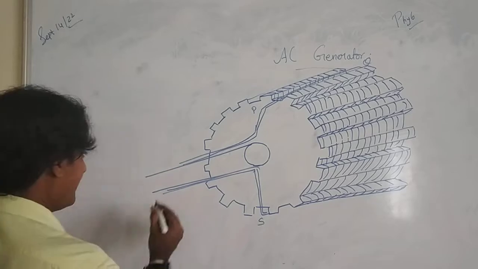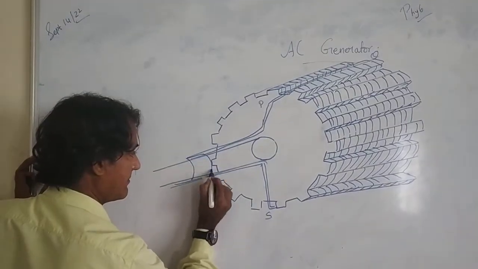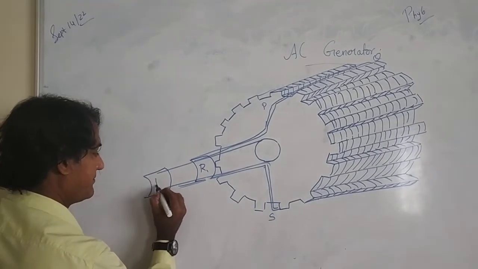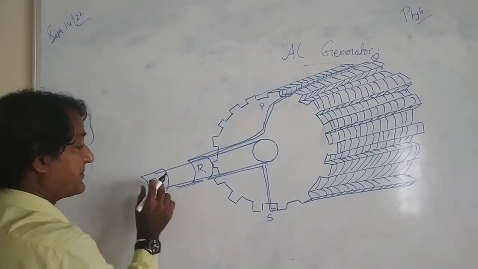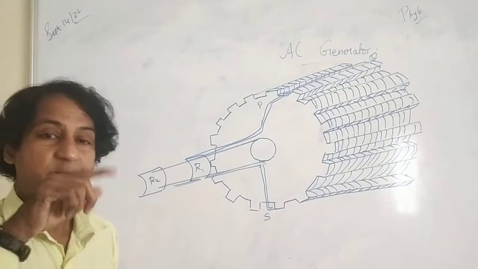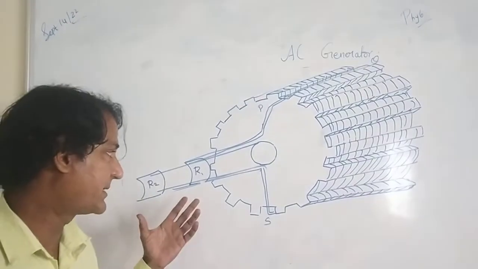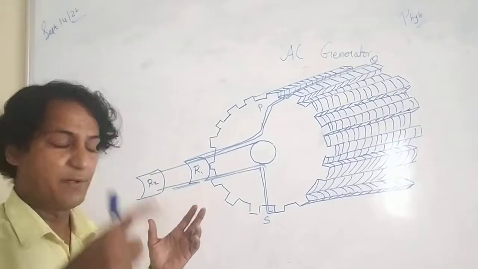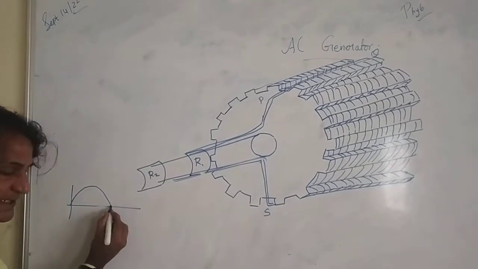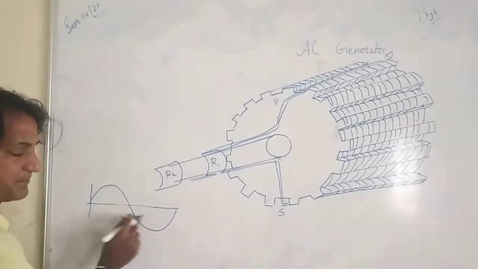Now, here we are going to place two slip rings, R1 and R2, and these two slip rings are used to produce the sinusoidal current or voltage, right? This is used to convert the wave. For example, the first half cycle of the wave, we know, is the crest part. The second half of the cycle is the trough part. So we get a full cycle.